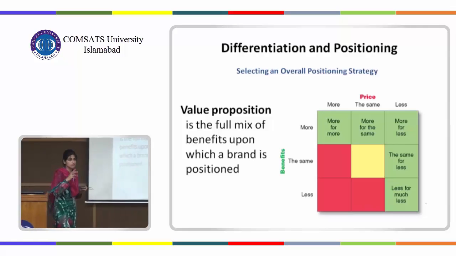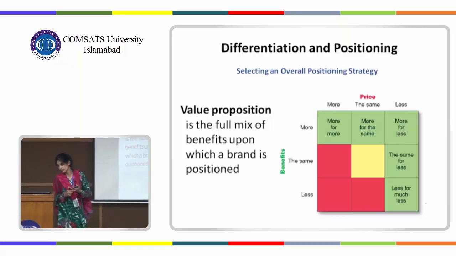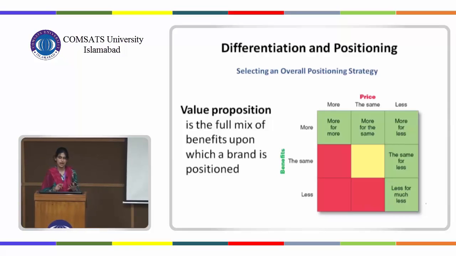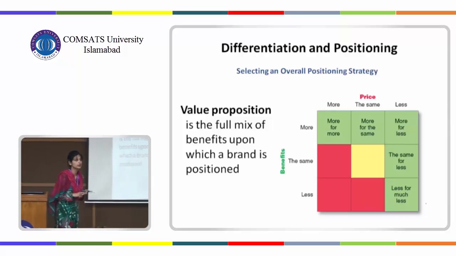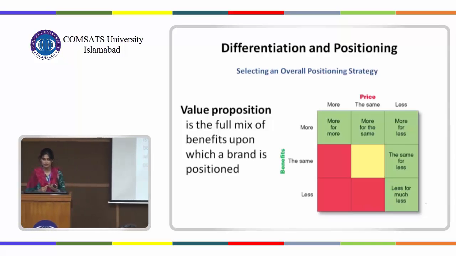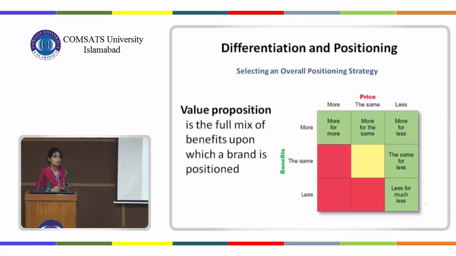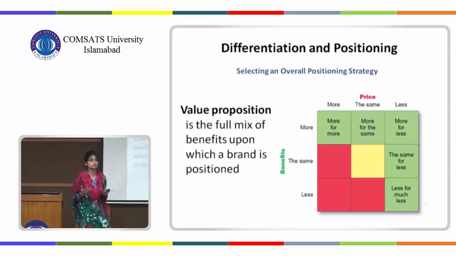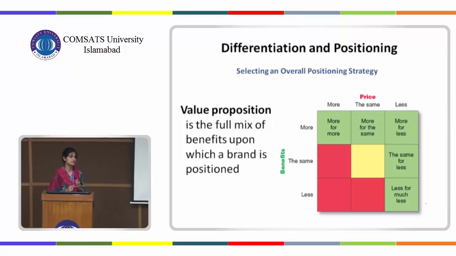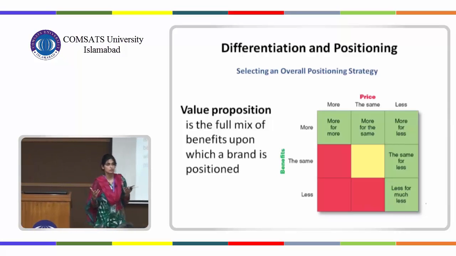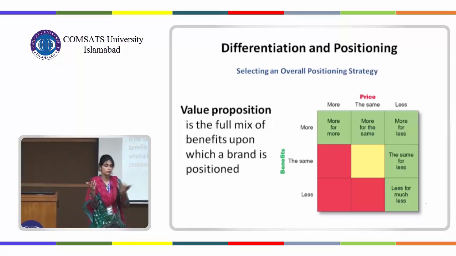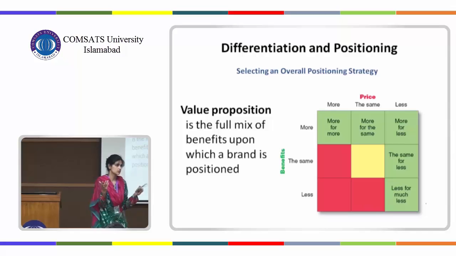Then more for less, we did the example of Toyota here, right, in the second quadrant. And then in the third quadrant, more for less, you have more benefit, less price. So you have less price and more benefit. Can you give me an example for this one? You have less price and more benefits. This is something that many companies try to propose, that we are charging you less, but we are giving you a lot of value for your money. So the benefits are far more than what we are charging you. So this is true for many of the FMCGs, right?